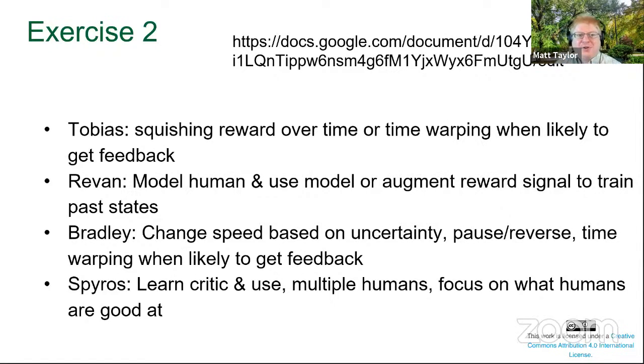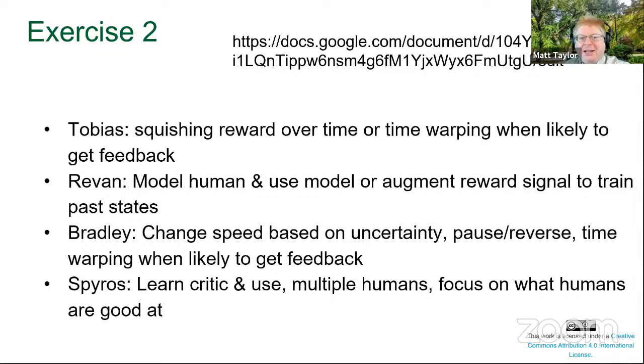Okay, feel free to interrupt or correct me if I get it wrong. But one, Tobias's idea was thinking about time warping. So remember in one of the crowdsourcing papers, Walter's paper, they were changing the speed so that people could better caption audio. And Tobias was saying, well, what if you could kind of figure out when the human was most likely to give feedback, or maybe where feedback would be most useful, and kind of slow down then.